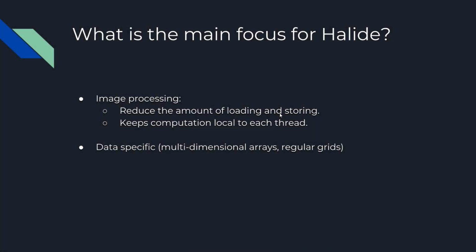So what is the main focus of Halide? Halide's main focus in development was image processing, as many packages struggled to combat the issues of loading and storing data, something that Halide aimed to fix. Halide also aims to keep the computation local to each thread, meaning that data does not need to be stored and can instead be used immediately, resulting in great locality. Finally, Halide should no longer be thought of as just an image processing package, but instead as a data-specific package, working with data structures such as multi-dimensional arrays and regular grids extremely well.